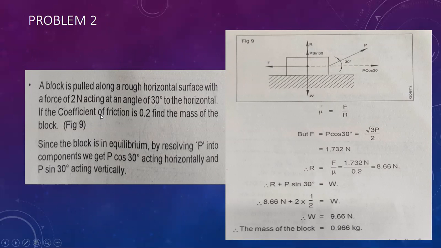So what do you have to find? You have to find the mass of the block, mass M. W is equal to M into G, so you have to find W. First, what is the equation? Mu is equal to F by R.